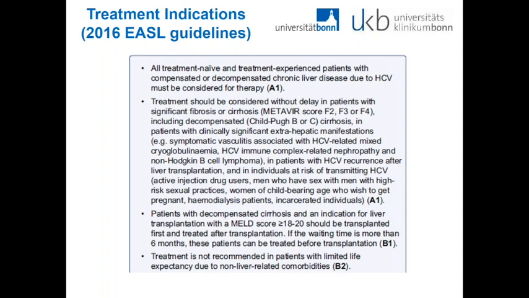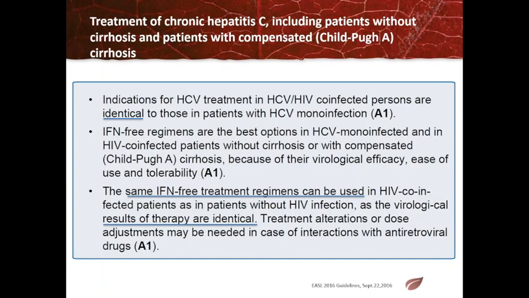And there's also, very importantly, a sentence which says that people who are at high risk of transmitting hepatitis C, active IV drug users, men who have sex with men with high-risk sexual practices, women of childbearing age, and so forth, as well as incarcerated individuals, all should be treated in order to prevent onward transmission. Next slide.